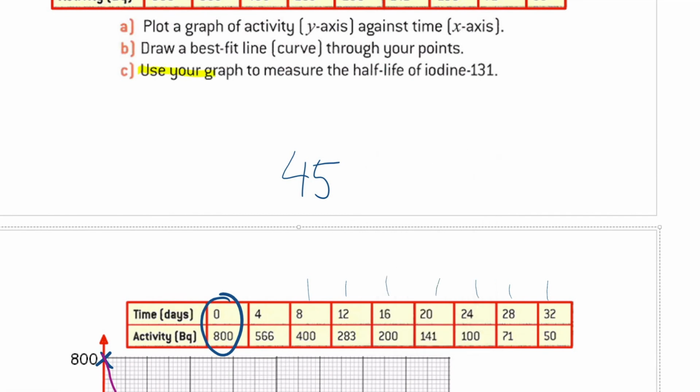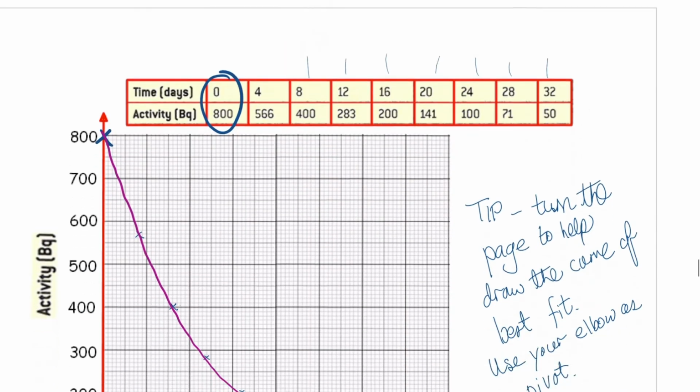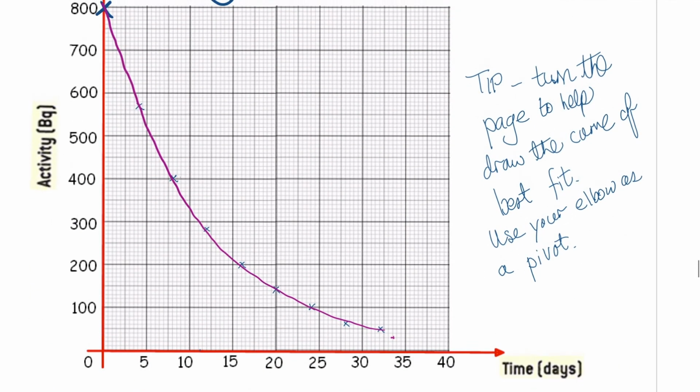Use your graph to measure the half-life of iodine 131. I don't want to spoil your fun and show you the answer first of all. I will go over it after, so I'd like you to have a go now at working out the half-life of iodine. So just pause the video now, please. Okay, now you've had a go at doing that yourselves.